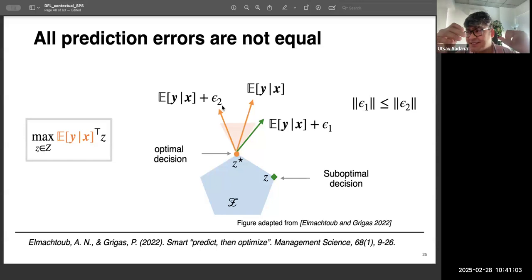However, these sequential learning and optimization models don't see the errors at the time of decision. What they care about is the errors based on the statistical accuracy, right? They have no way to distinguish between epsilon 1 and epsilon 2. So this is the idea behind smart predict and optimize, that you want to basically learn predictions which lead to better decisions.